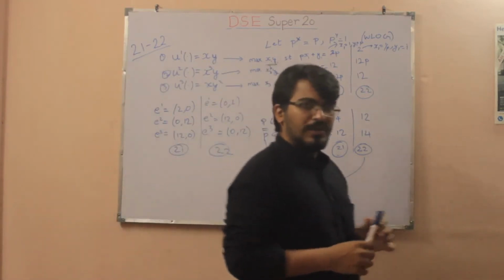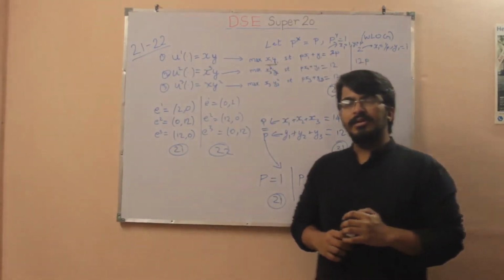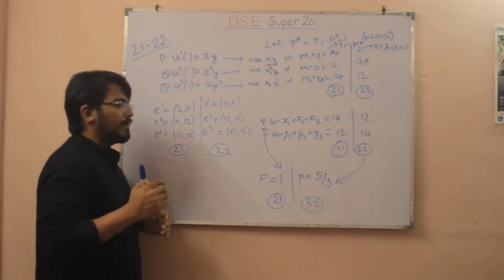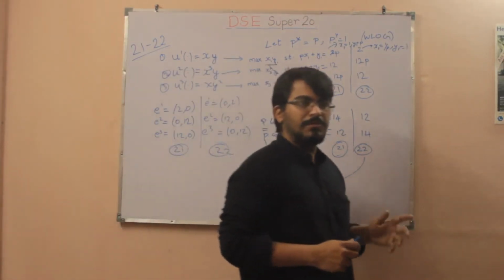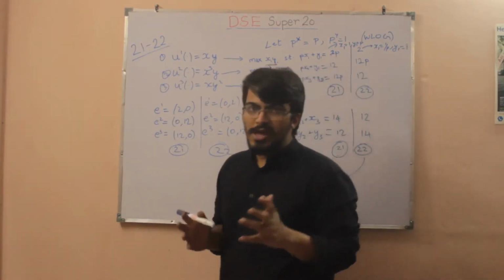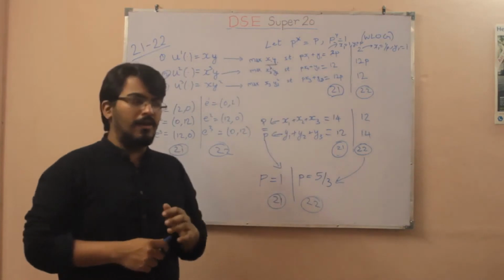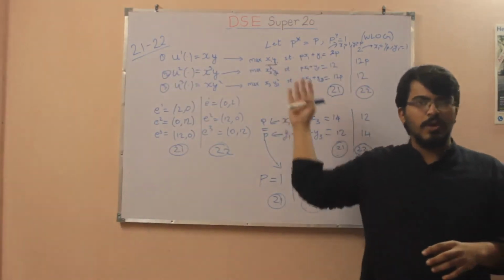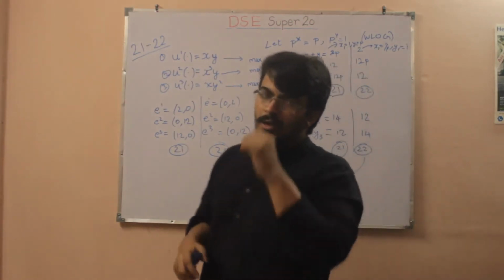Alright, so questions 21 and 22 deal with a situation of general equilibrium analysis. In particular, this is a 3-person, two-good economy where you have two goods X and Y, and the people all have Cobb-Douglas type utility functions, namely xy, x cubed y, and xy squared.